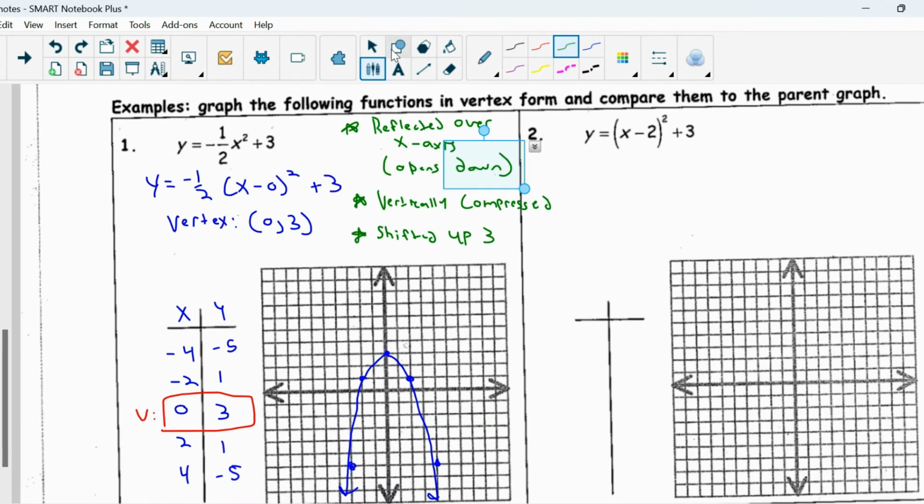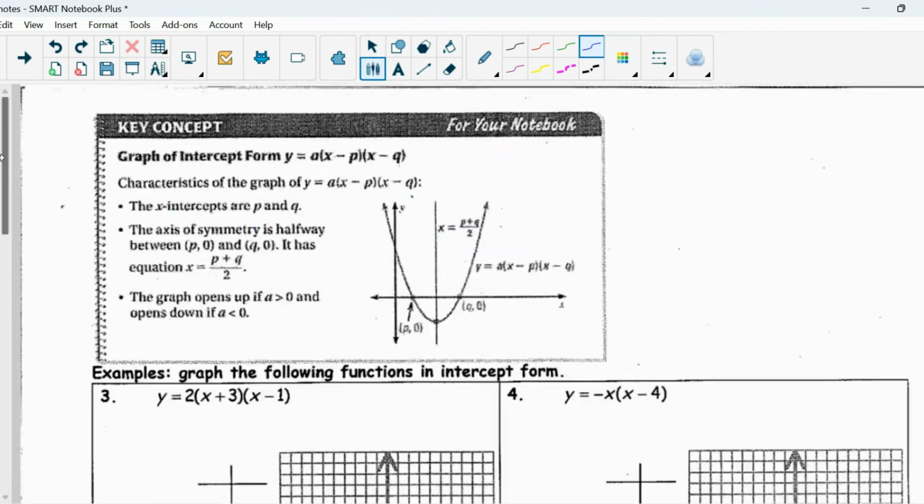Those are all of the transformations that we did to go from our parent graph to the graph we have below. Okay? So with our vertex form, we'll save number 2 for class. But let's take a quick look at our intercept form. So intercept form looks a little different.